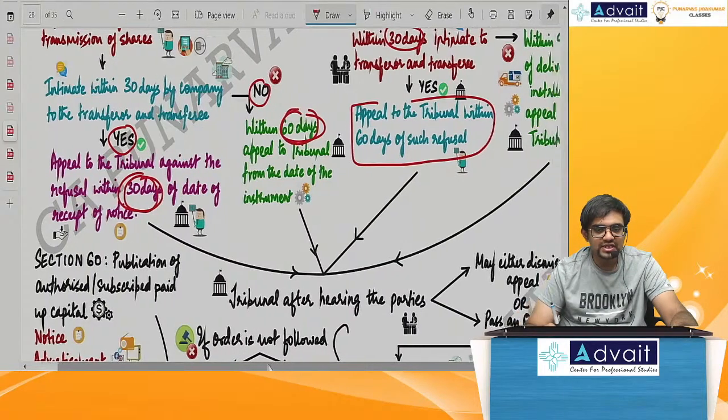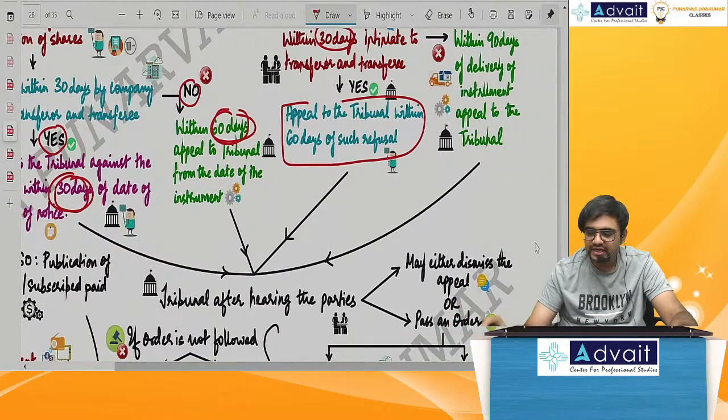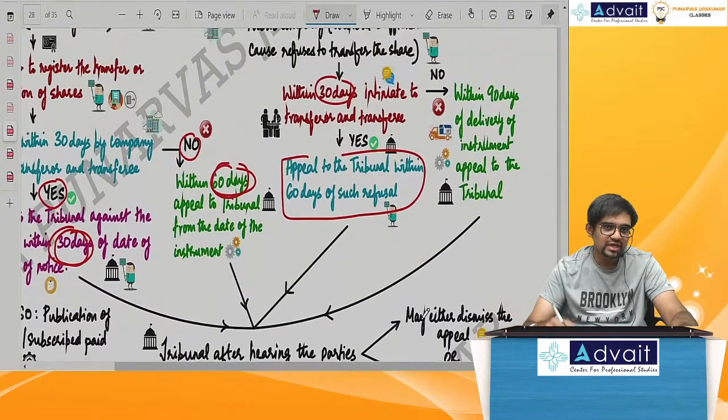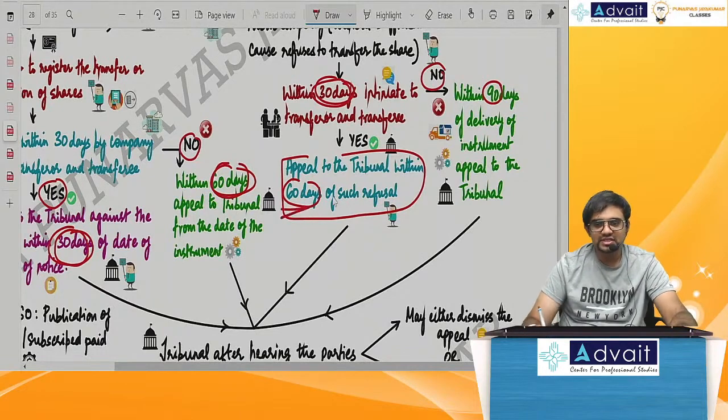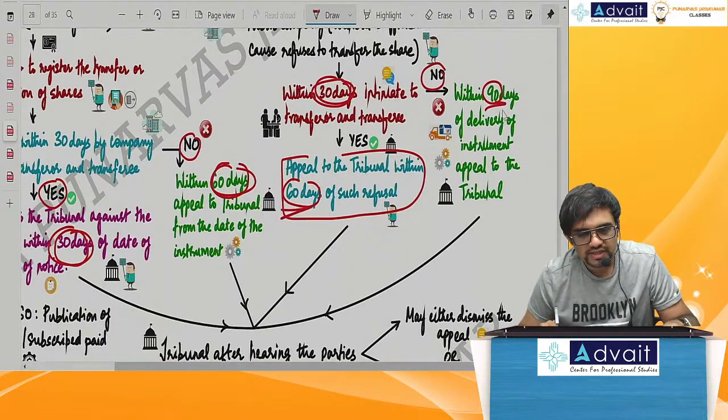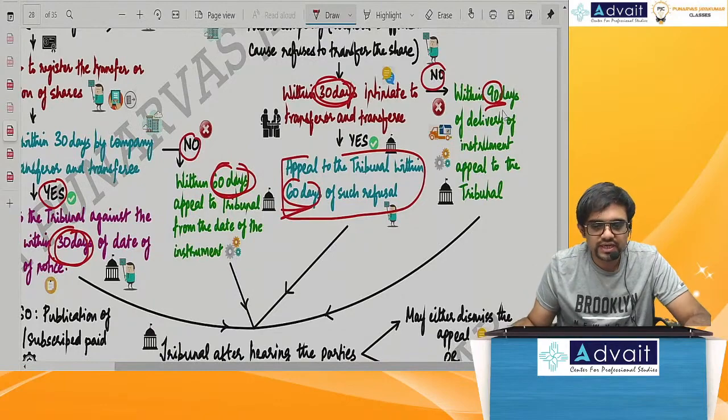This 30 and 60 is replaced by 60 and 90 for a public company. That's all. If the company has intimated within 30 days, then appeal within 60 days. If the company has not intimated within 30, then it is 90 days. So 30 and 60 is replaced by 60 and 90.